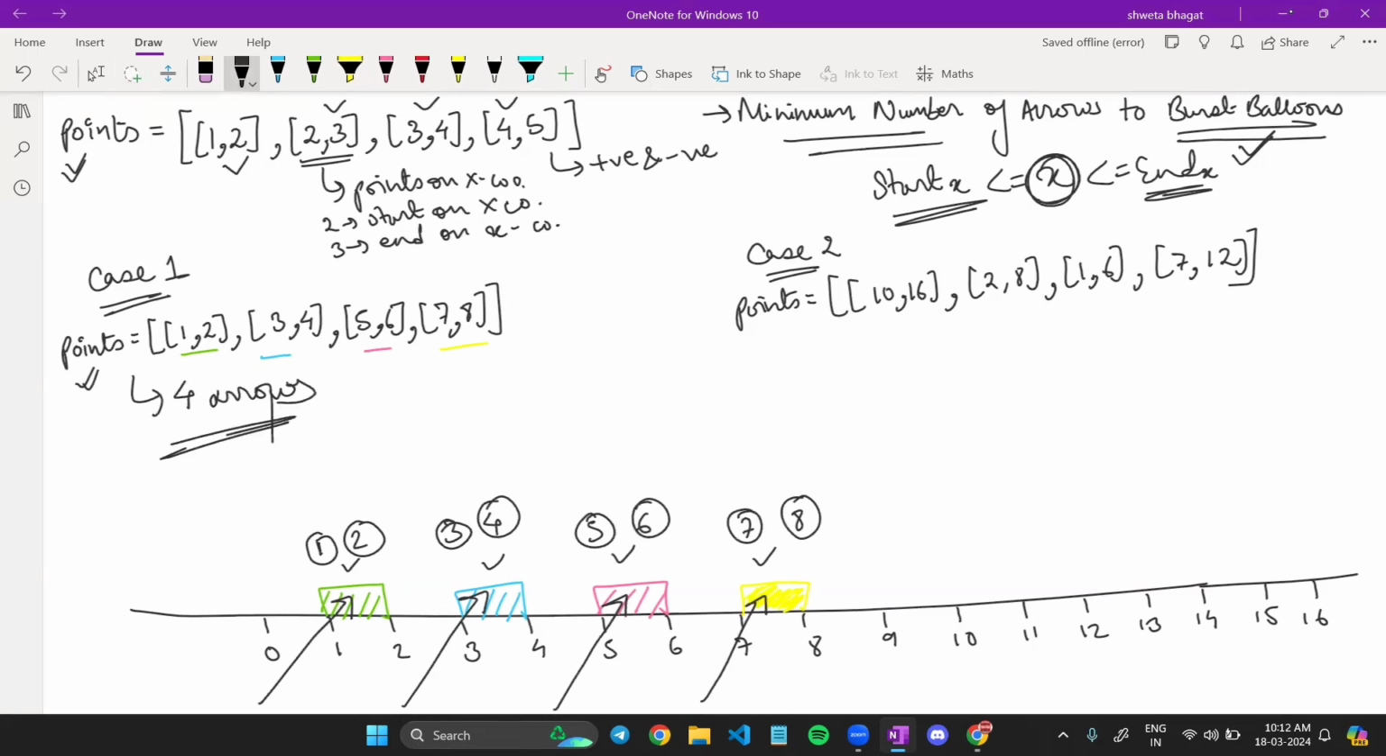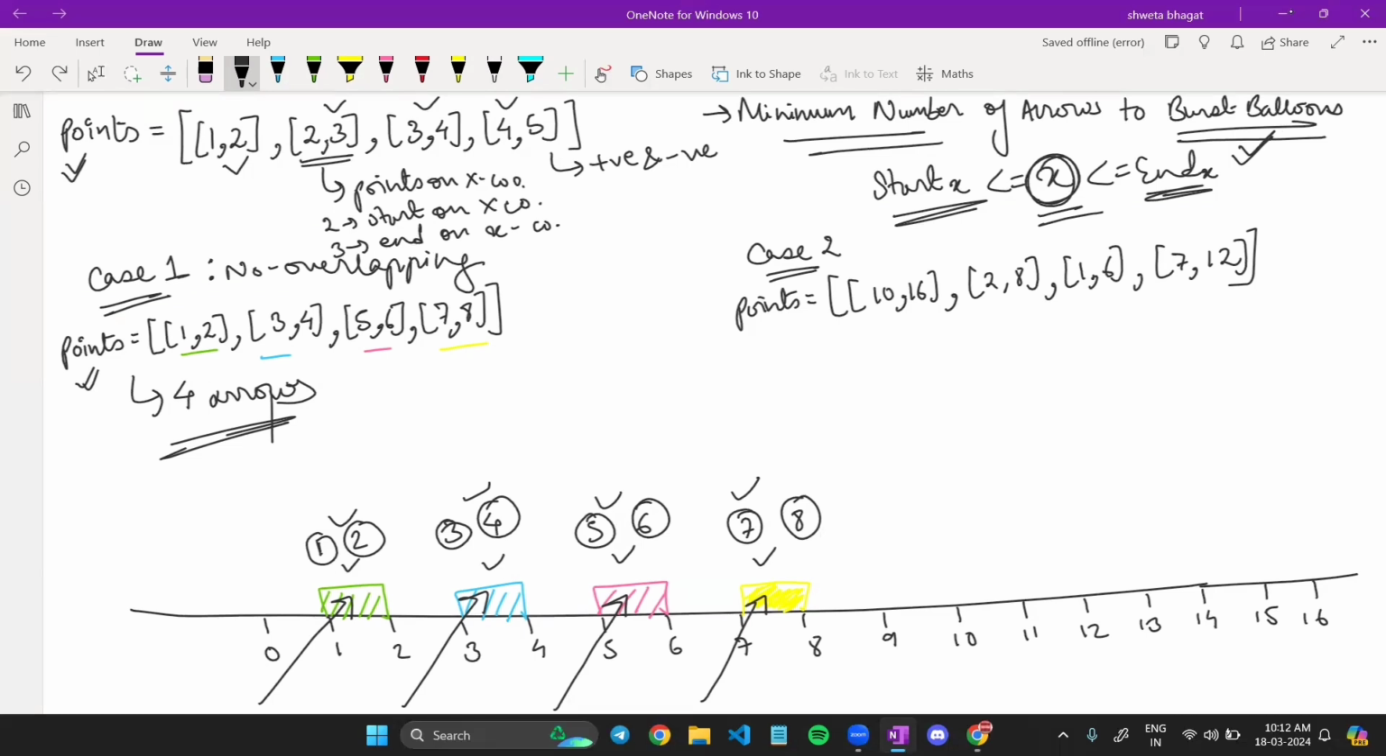Correct. So what is the first case? First case is no overlapping. Correct. No overlapping. None of these balloons are having any points in common, right? They don't have any point x which is common to them. So because of that reason, we will have to shoot a separate arrow for each of them. Okay, so this would be our first case, non-overlapping.